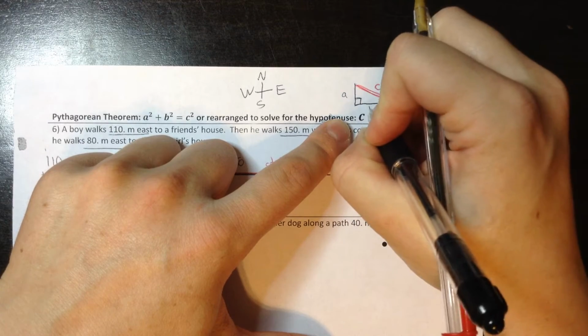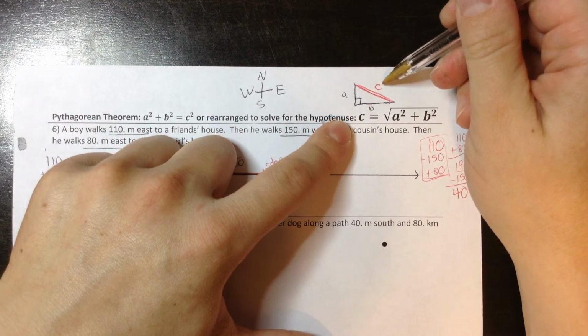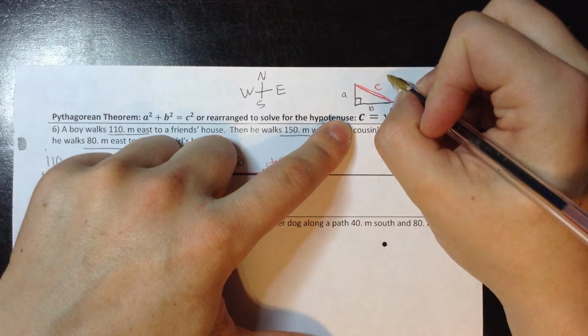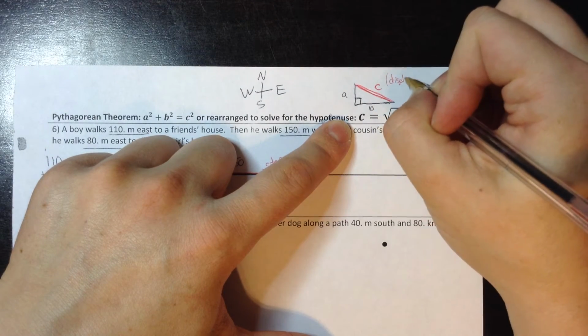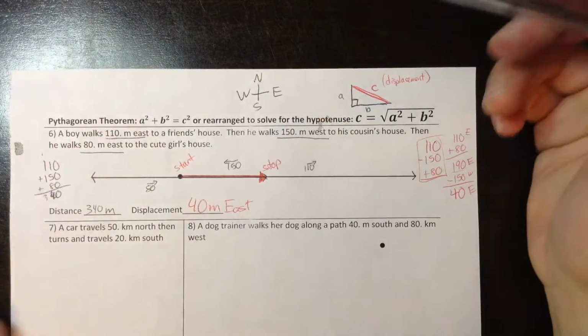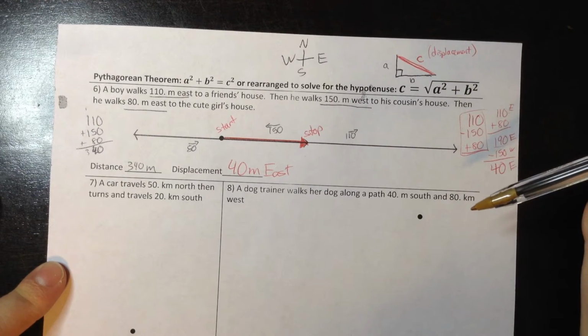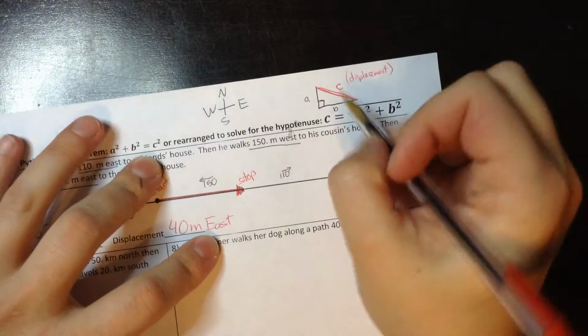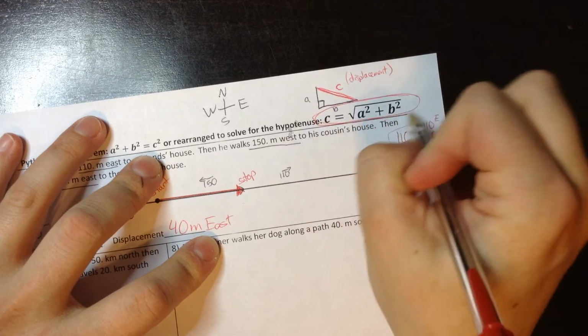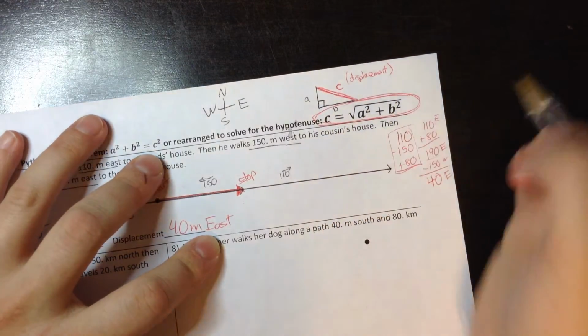This is A and this is B. C, the hypotenuse, is going to end up being your displacement in each one of these, the one in red. So for each one you're going to draw up the diagram and then figure out that displacement. Calculate it using this formula: C is the square root of A squared plus B squared.